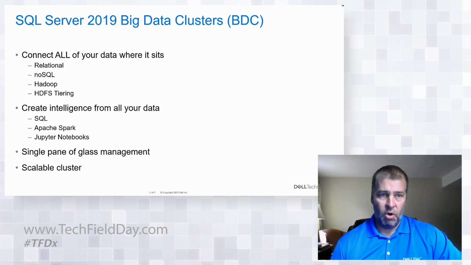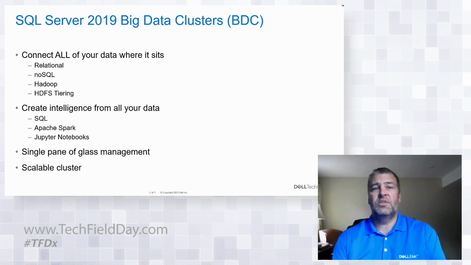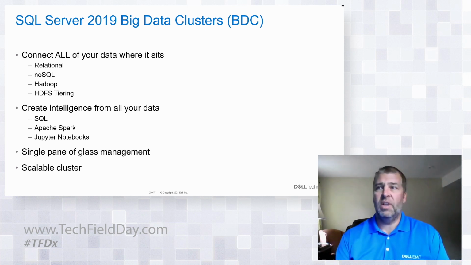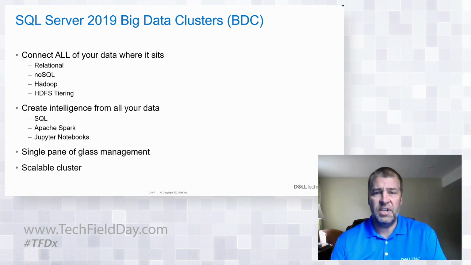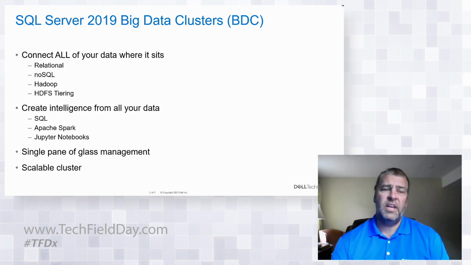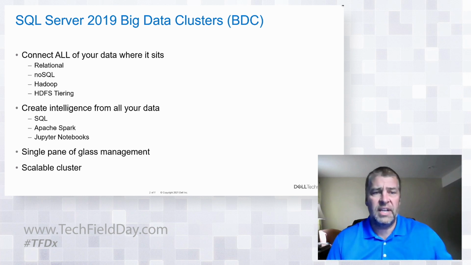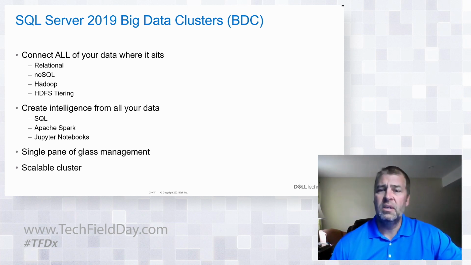And so the goal was to be able to connect all these different data sources where they sit, whether the data is in relational databases like SQL or Oracle, different NoSQL data sources, such as files sitting on Hadoop. And then one of the other things that they introduced was this interesting idea of HDFS tiering. And so within the big data cluster, they added HDFS, and we'll take a look at this in a minute, but they also added the ability to connect to a remote HDFS data store.